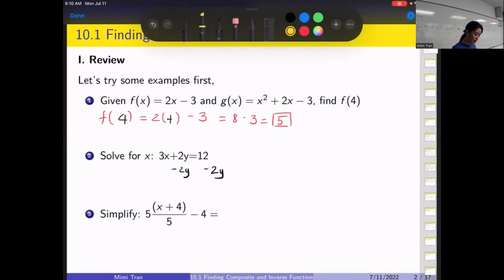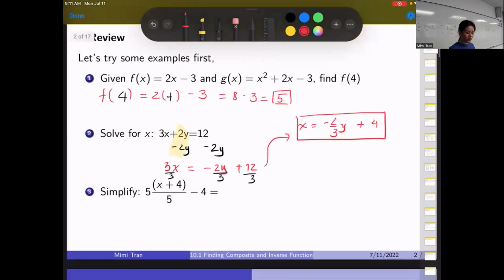So on the left hand side, negative 2y, positive 2y is gone. So I have 3x equal negative 2y plus 12. Right. And then because you want to isolate x, divide both sides by 3. Or basically divide everybody by 3. Like that. So x equal negative 2/3 y plus 4.